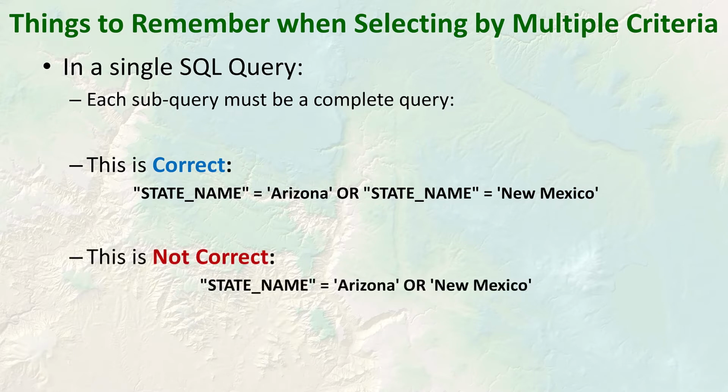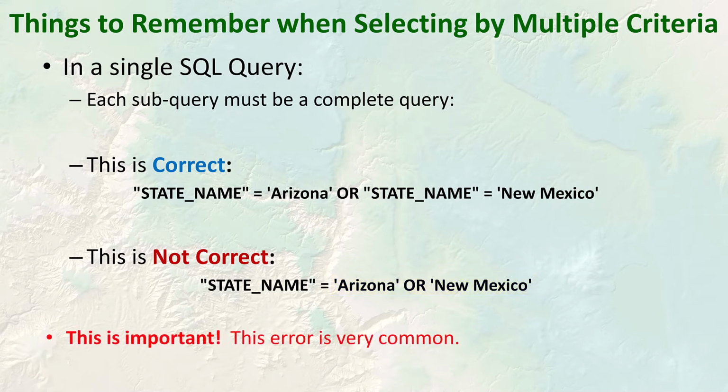So to contrast, this is not correct. You wouldn't say state name equals Arizona or New Mexico. It's a common mistake, and it's reasonable because human minds understand this query, Arizona or New Mexico, just fine, but computers do not. And this is an example where we have to learn how to think like the computer does in order to give it instructions that it will understand.